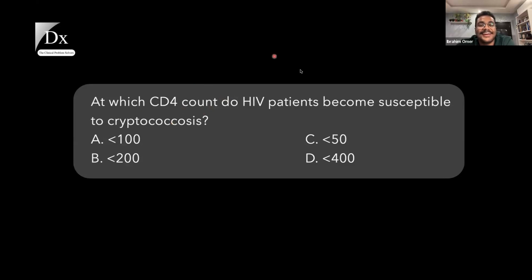Okay, so people are saying, almost everyone is saying A. So that's actually the correct answer. So 100, and this has a clinical bridge to it. It's not just important to know the number. It's important because in certain countries, not in all countries, typically only resource limited areas, if a patient comes in and their CD4 count is less than 100, you want to start them on prophylaxis for cryptococcus.